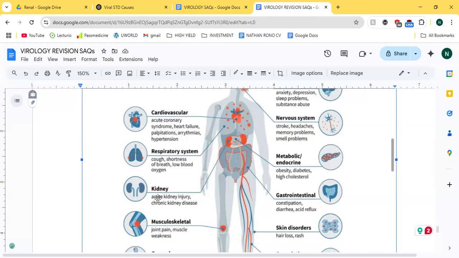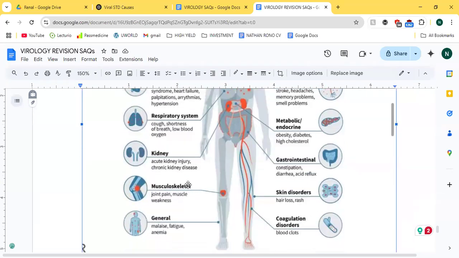Kidney: acute kidney injury, chronic kidney disease. So you can say flank pain because the kidneys are found in the flanks. You can have flank pain, difficulty urinating, or low urine output. Acute kidney injury and chronic kidney disease are complications or diseases in themselves, but if you are asked for symptoms, just mention flank pain and low urine output. And then musculoskeletal: joint pain, muscle weakness.